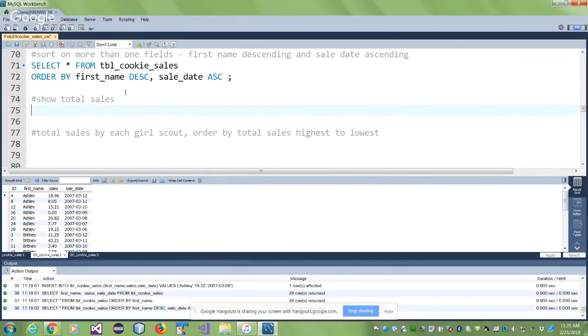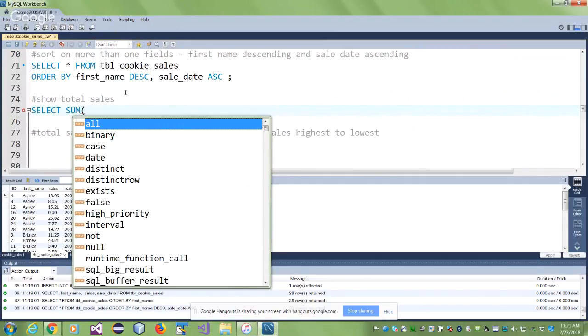Okay, so let's write a select statement for this. So we'll say select. Now, when you're summing up something, there is an inbuilt function for you. You don't have to do any coding yourself. The function is called sum. There is a sum function, an inbuilt function. Now, which field do you want to sum up? We want to sum up the sales field.